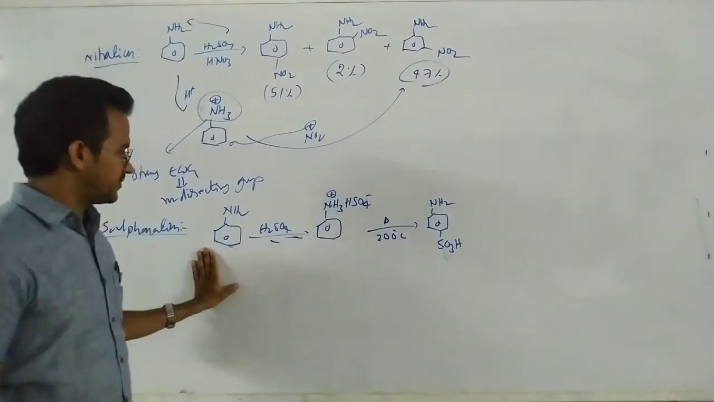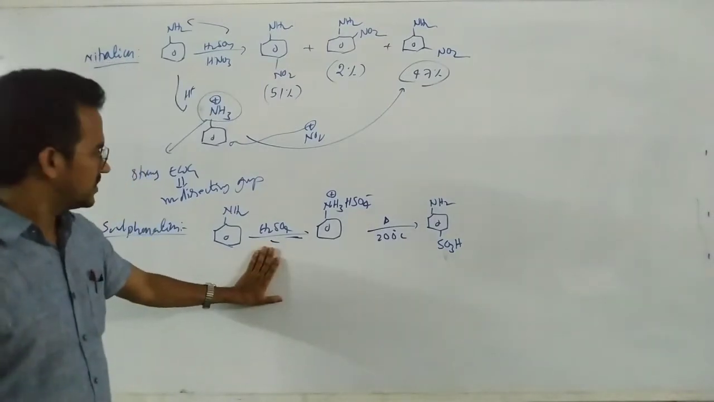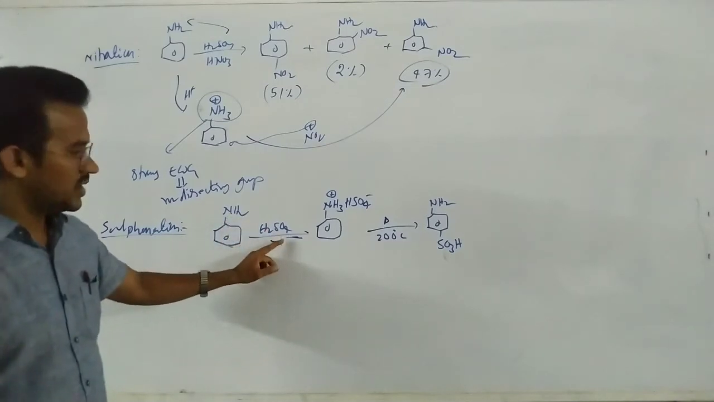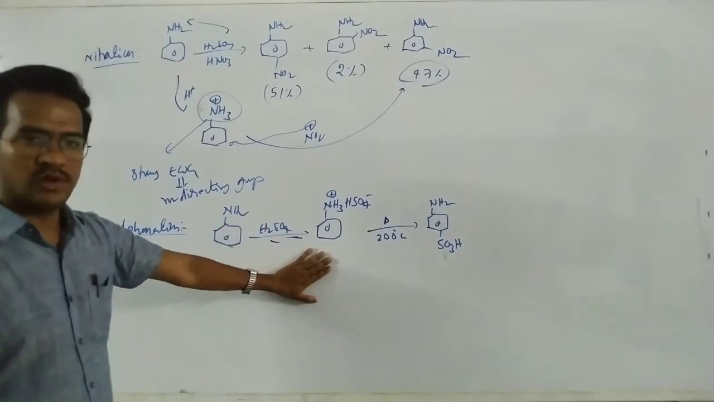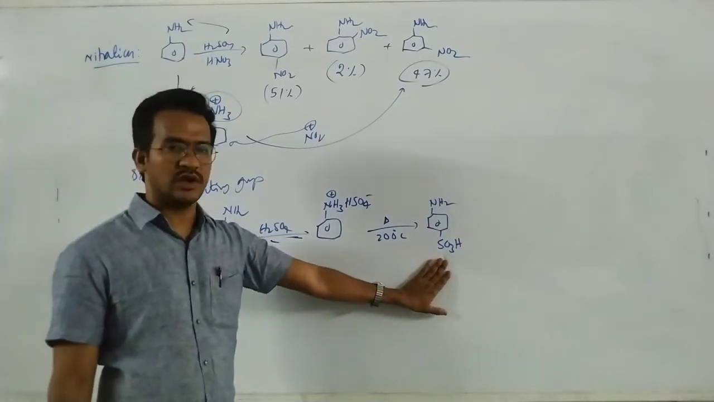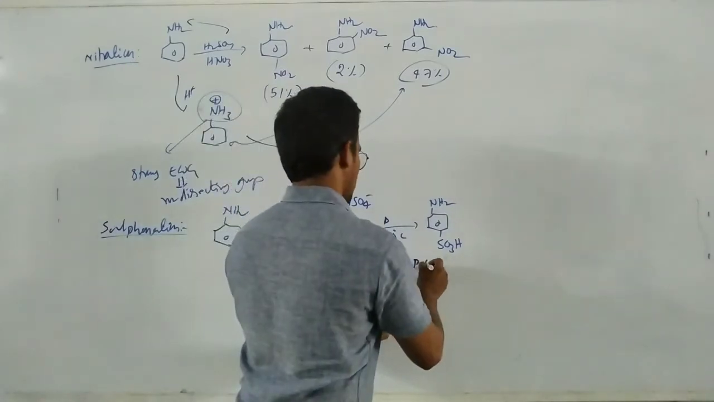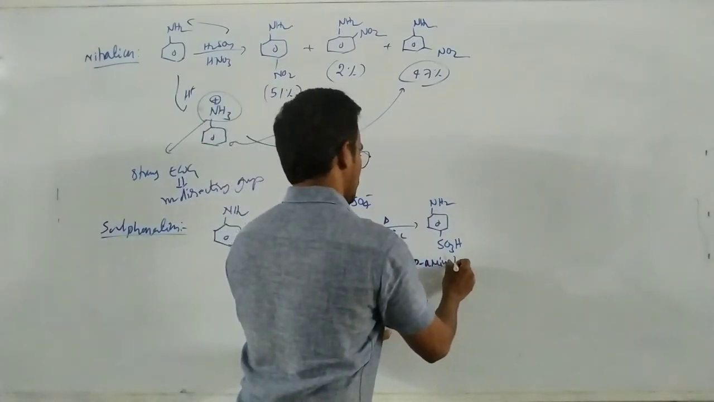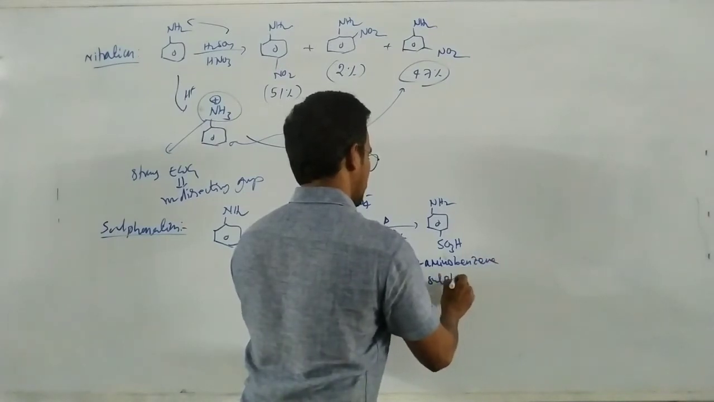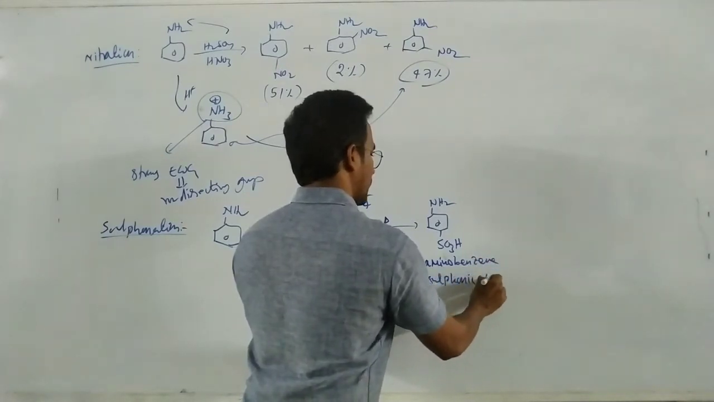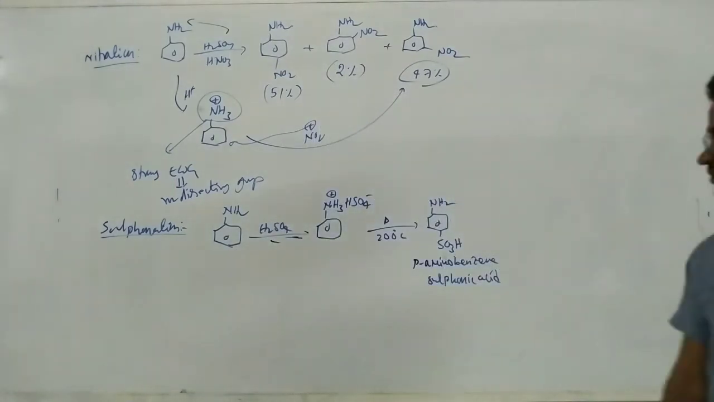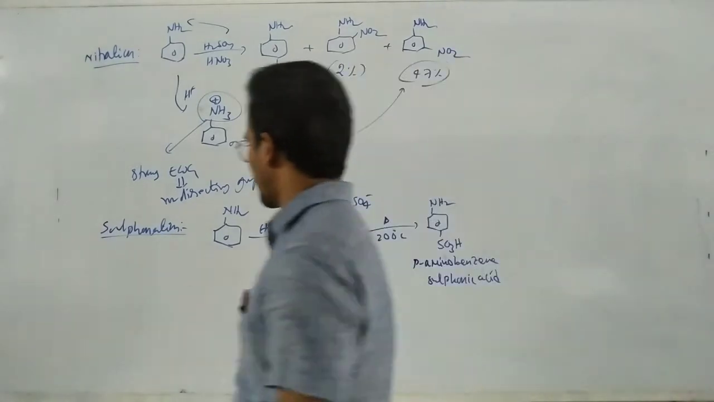So in this case, NH2 with H2SO4 acid, an acid-base reaction takes place. Protonation gives NH3 plus, with the remaining HSO4 minus. So this one is the product. Now by heating, it is converted to para amino benzene sulfonic acid. Okay, that is sulfonation of aniline.